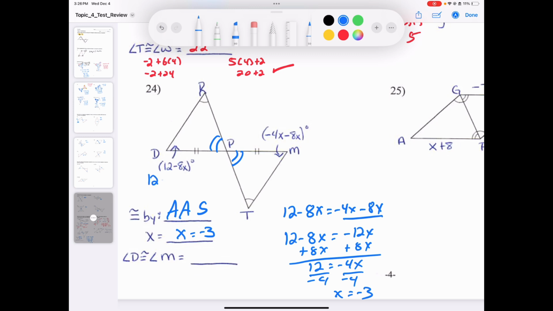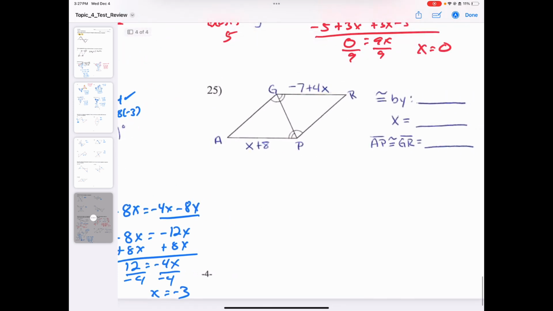So if I go 12 minus 8 times -3, that's 12 plus 24, which is 36. If I do it up here, it's -4 times -3, which is 12, minus 8 times -3, which is plus 24. Checks out. So our answer is 24. Nope, 36. Answer is 36.